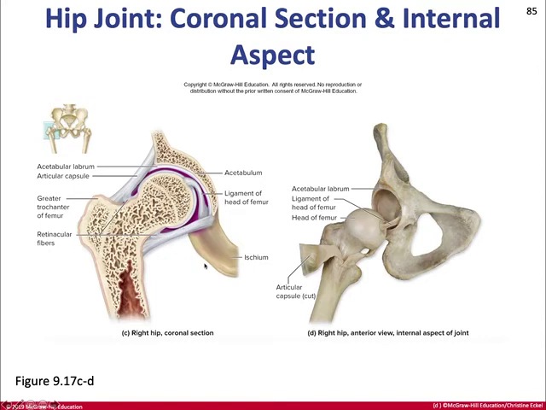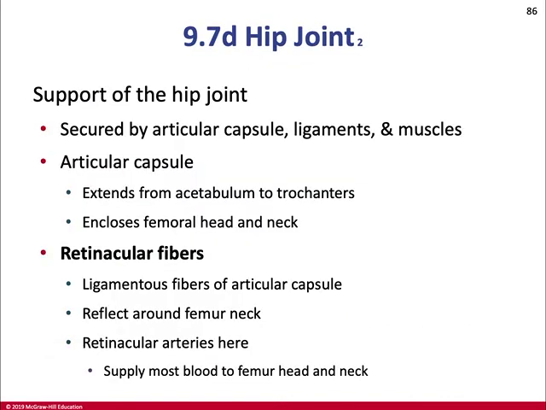This is one of the places where if you're going to get osteoarthritis, it's going to show up first in places like the hip, the knee, and the ankle, because those are weight-bearing joints. The hip is secured by the articular capsule, the ligaments, and the muscles. The articular capsule runs from the acetabulum to the trochanters, and it encloses the femoral head and neck.